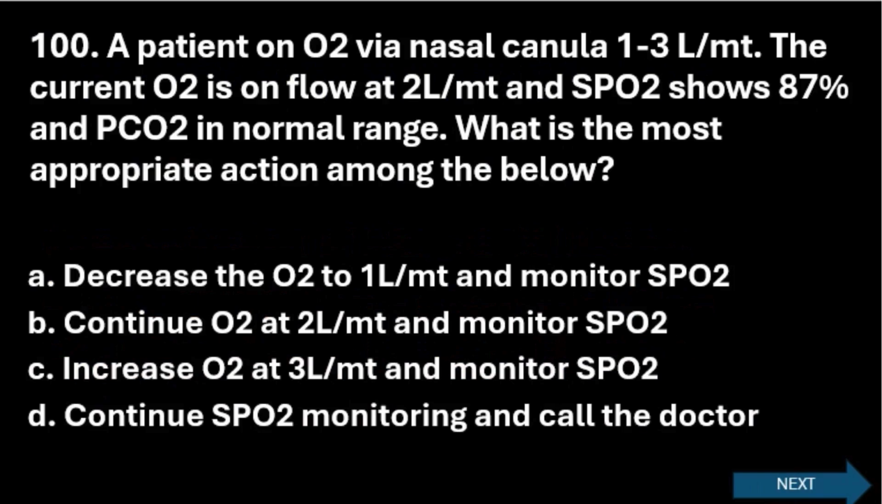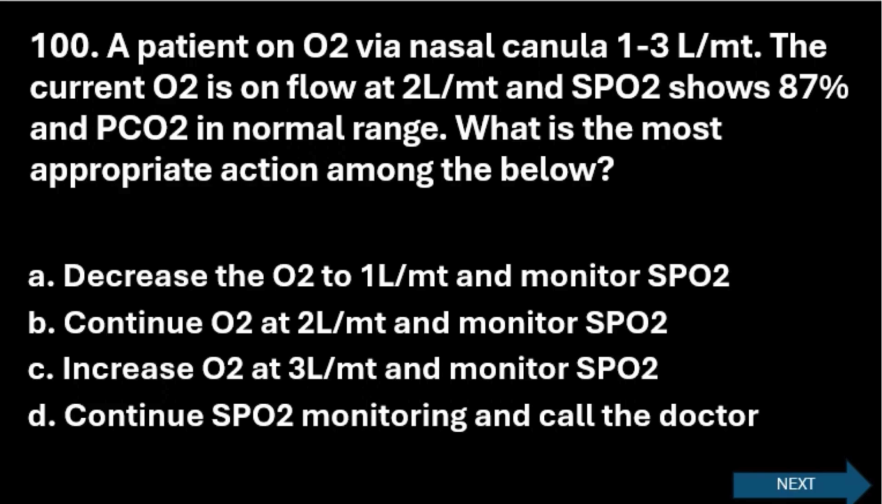The final question of this series. A patient is on O2 via nasal cannula, 1 to 3 liters per minute. The current O2 is on flow at 2 liters per minute, and SpO2 shows 87% and PCO2 is in normal range. What is the most appropriate action among the below?